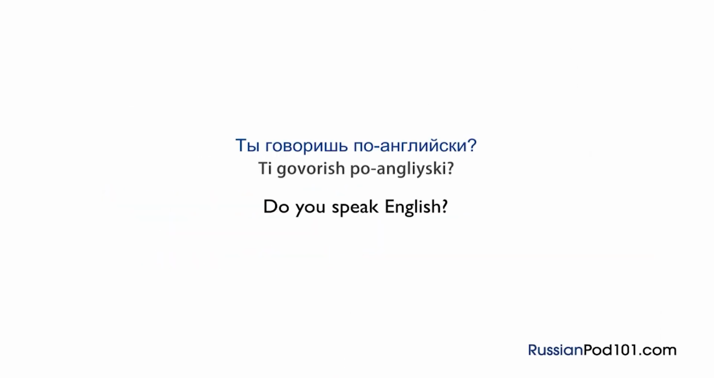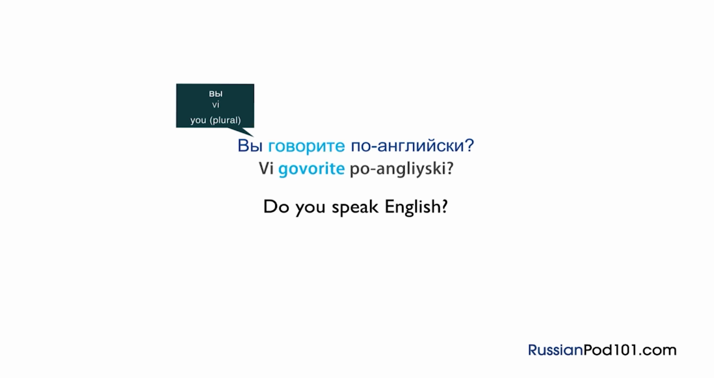A more polite way to ask this question in Russian is to use the pronoun вы, which is translated in English as the plural you. Remember, as we change the pronoun, we also need to conjugate the verb to match it. Говорить is conjugated to говорите. So the whole phrase in Russian will be Вы говорите по-английски? The phrase по-английски stays the same.